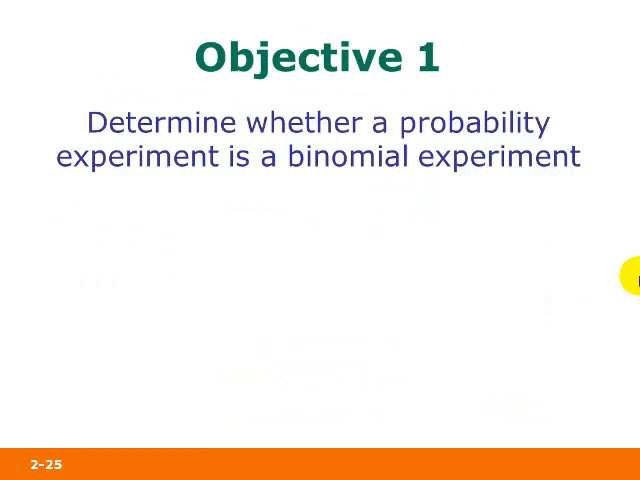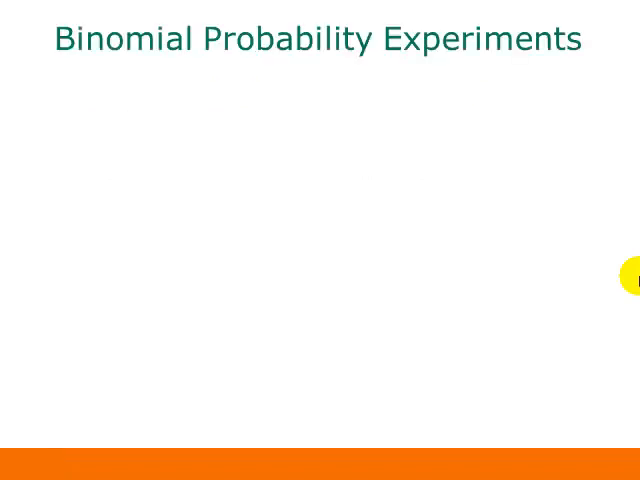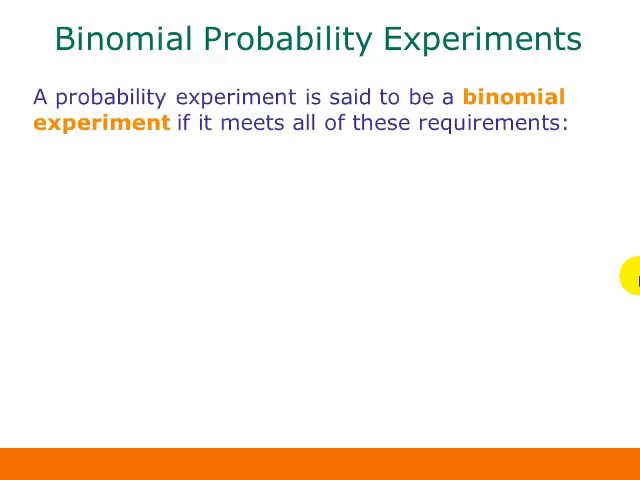So the first objective is to determine whether a probability experiment is a binomial experiment. Now, binomial probability experiments are just a specific kind of probability experiment where we have discrete probabilities. So if we have an experiment, we call it a binomial experiment if it meets these requirements.